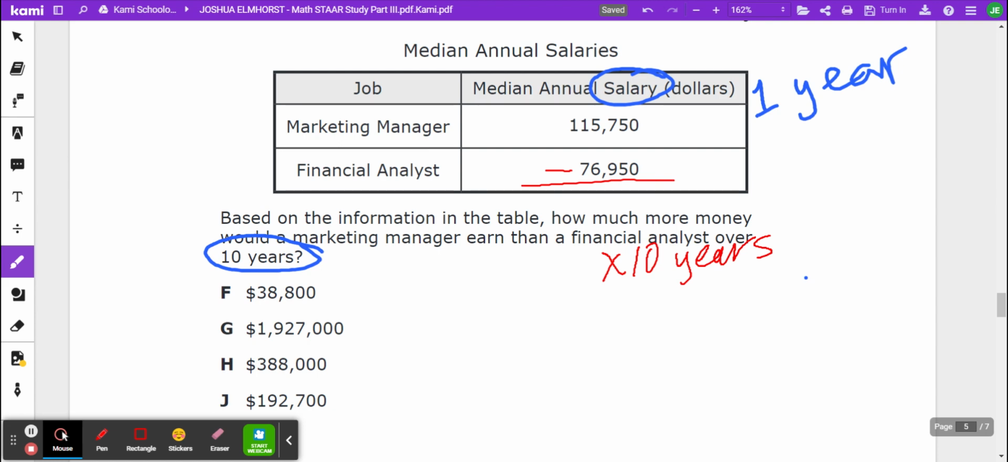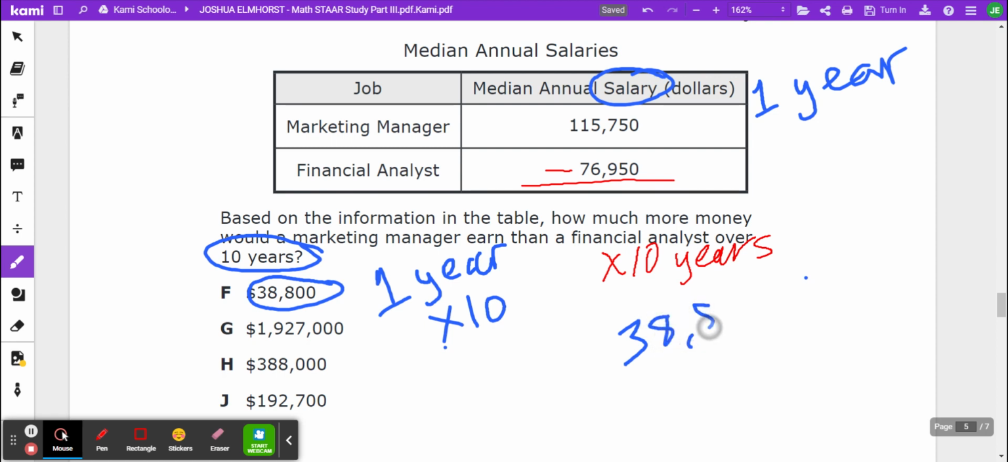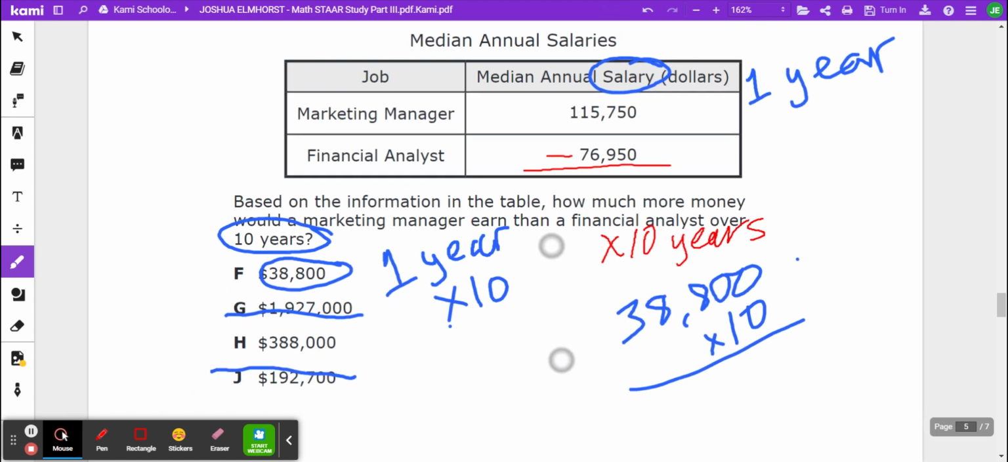And when you subtract this, here's a trick with this. When you subtract, they're pretty much always going to give you the 1 year answer. But this is only 1 year. But you need to multiply 1 year times 10 in order to get 10 years. So this is 38,800 times 10 to find the total. So these are two obvious wrong answers.